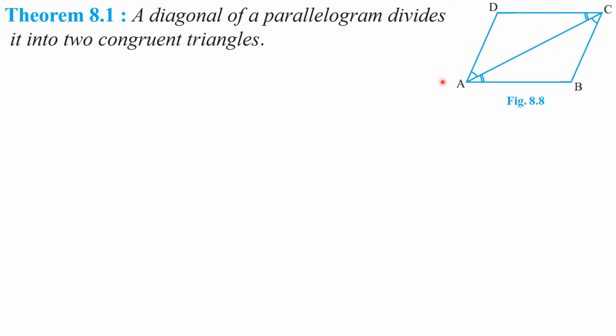Now observe this diagram, figure 8.8. It is a parallelogram. ABCD is a parallelogram. In this parallelogram, what do you know here? Opposite sides are equal. That is, AB is equal to DC and BC is equal to AD. Yes or no, my children? Right.